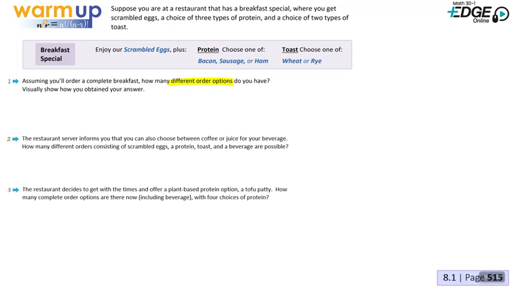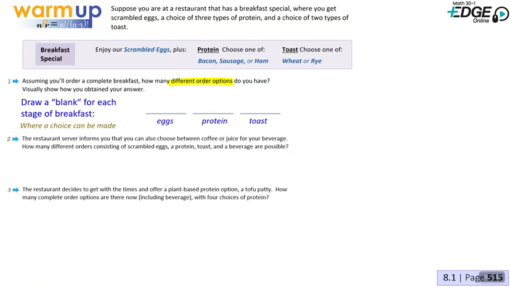And so we want to kind of visualize our decision-making process as we order breakfast. So we're going to draw a blank space for every stage of breakfast here. And I'll label those, showing that the first stage is the eggs, and then the protein, and then the toast. And of course we might get all of this at the same time on our plate, but as we're making our decision, these are the three stages.